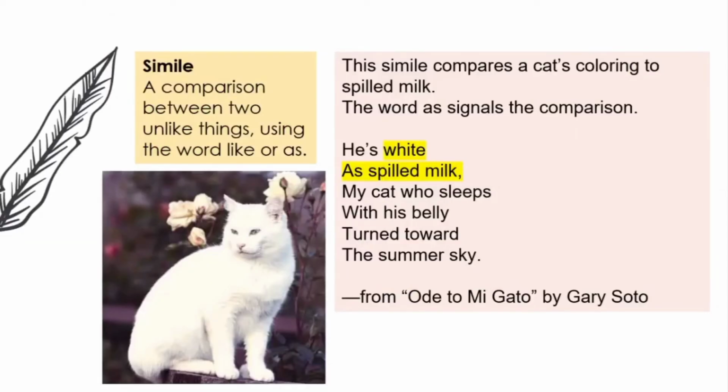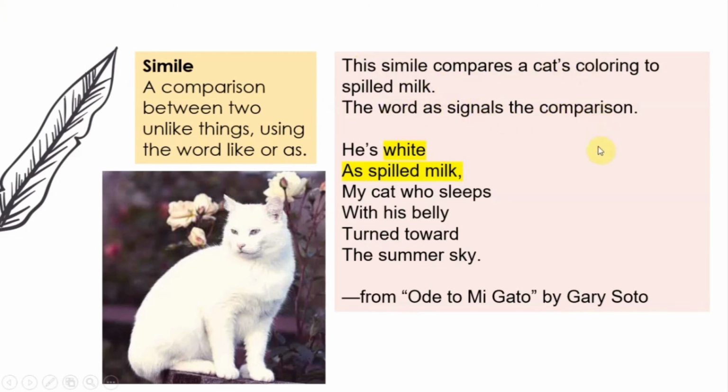Simile is a comparison between two unlike things using the word like or as. This simile compares a cat's coloring to spilled milk. The word as signals the comparison.